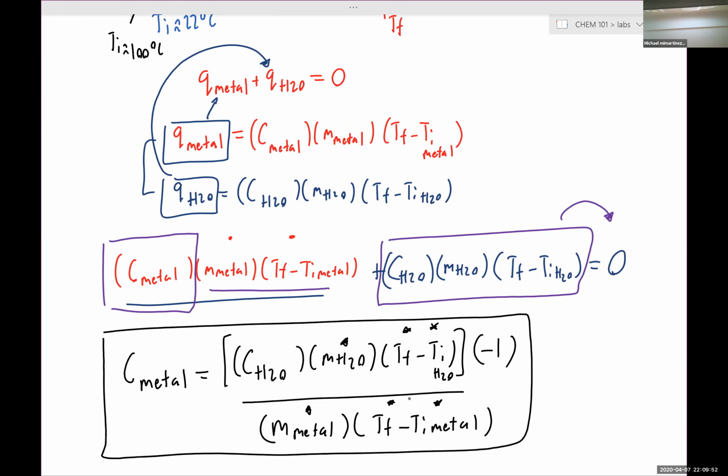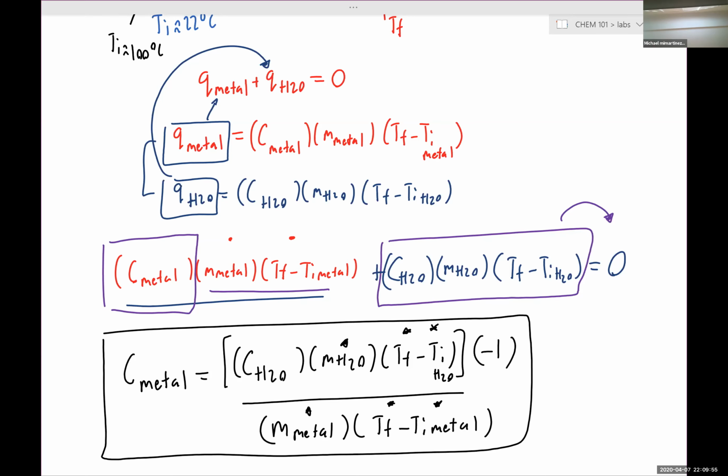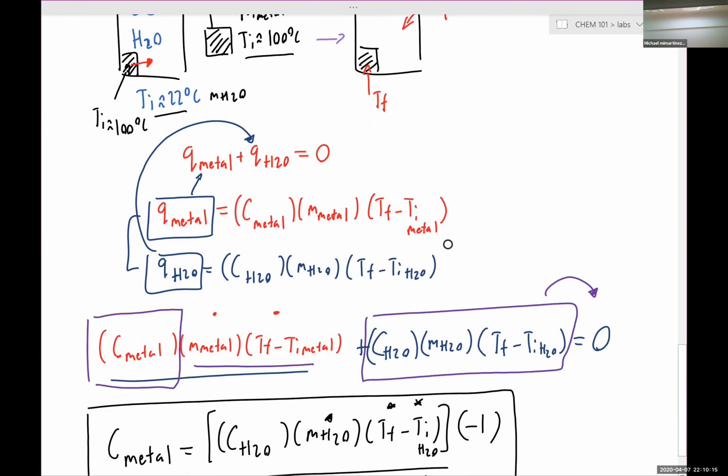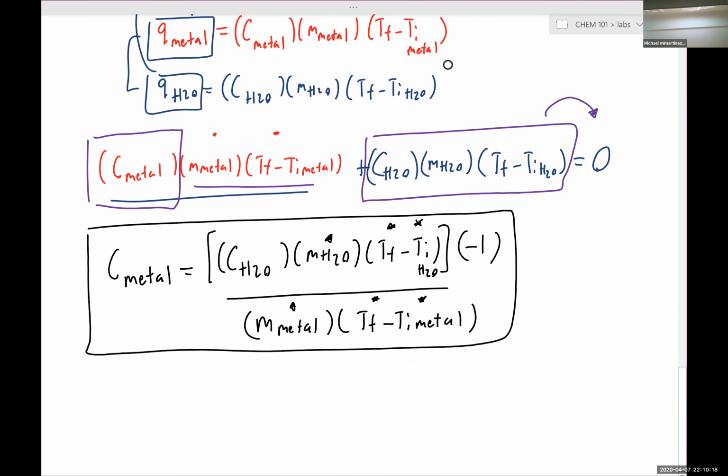Does that make sense, what we're measuring today? Just to be clear, we're going to mix our metal sample and our water sample. We're going to measure the initial temperature of our metal and water, and we're going to measure the mass of our metal and the mass of our water. After mixing, we're going to measure the final temperature and then plug each of those values into this equation. So that's part A. That's how we calculate the specific heat of a metal. Is everyone okay so far? Any questions before I move on to explaining part B?